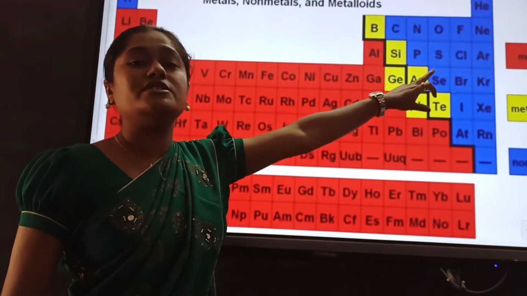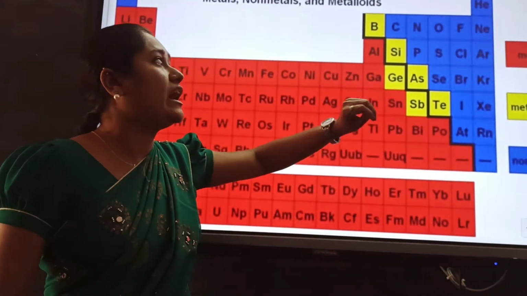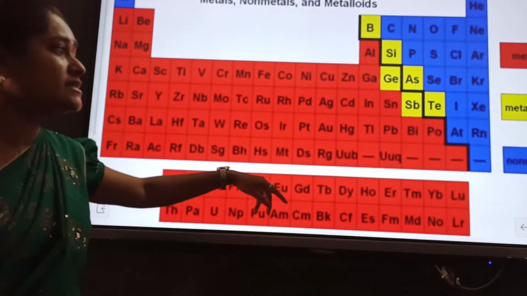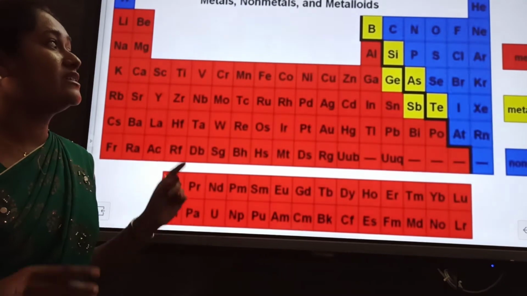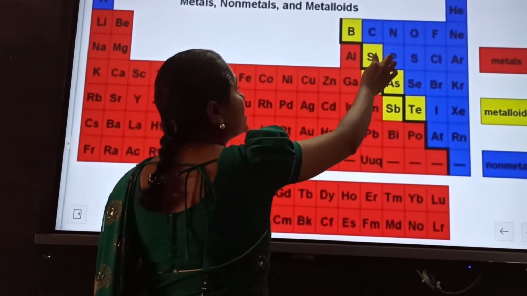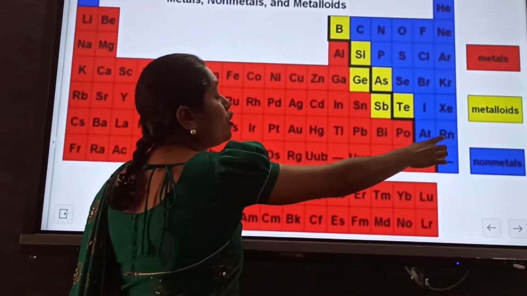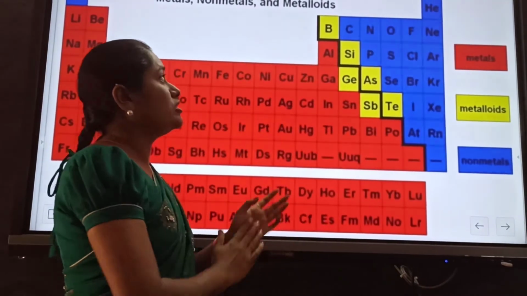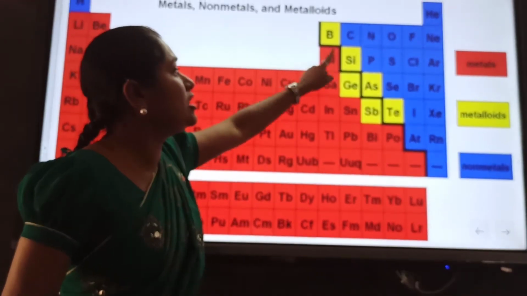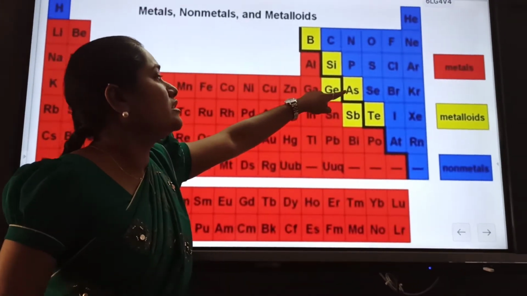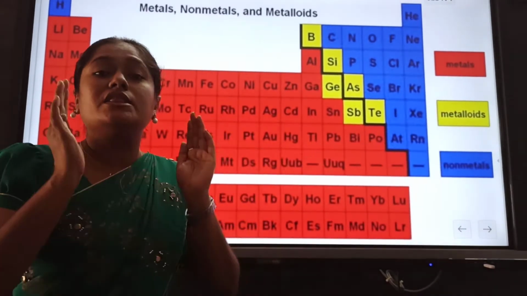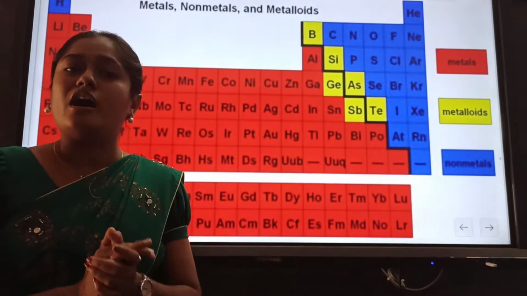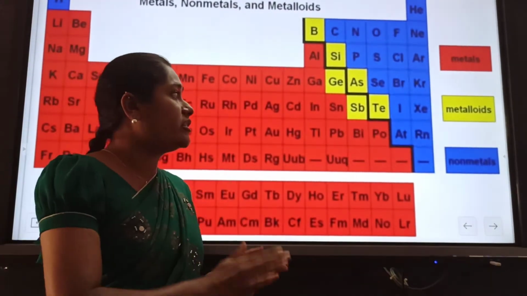So the elements colored red, we are going to call metals, and the blue-colored ones non-metals, and the zigzag elements which are present here, we are going to call metalloids: boron, silicon, germanium, arsenic, antimony and tellurium and even polonium. These elements are called metalloids.